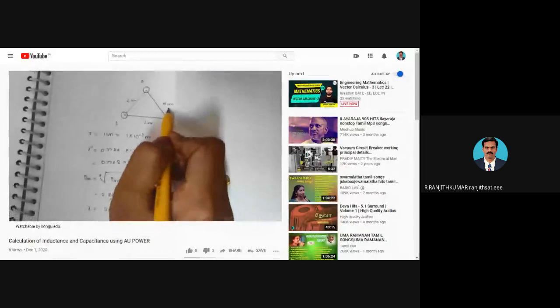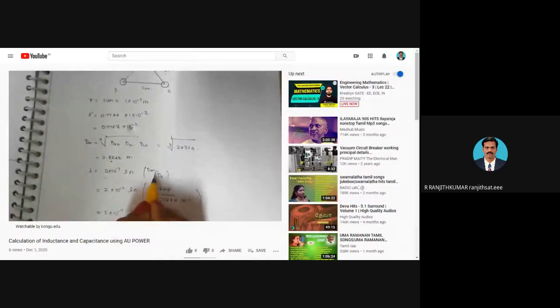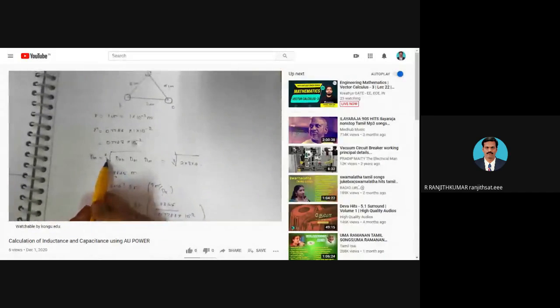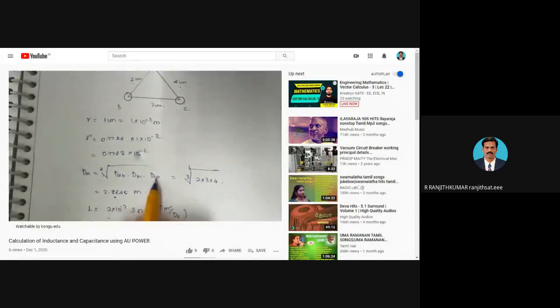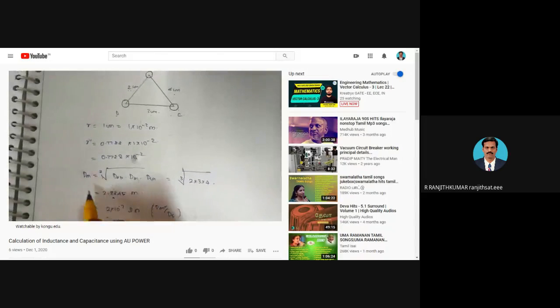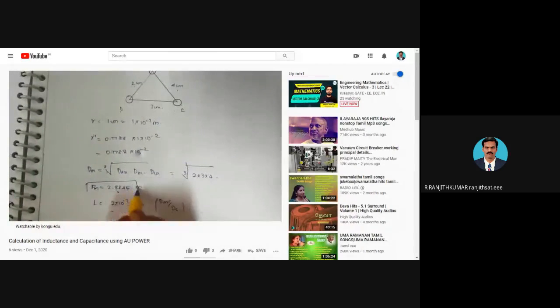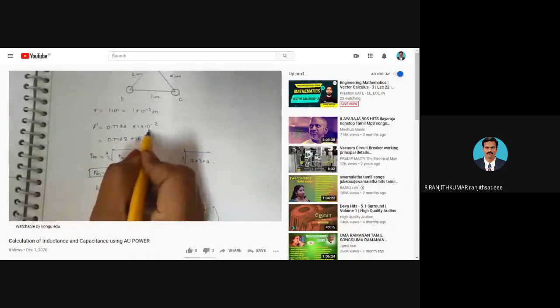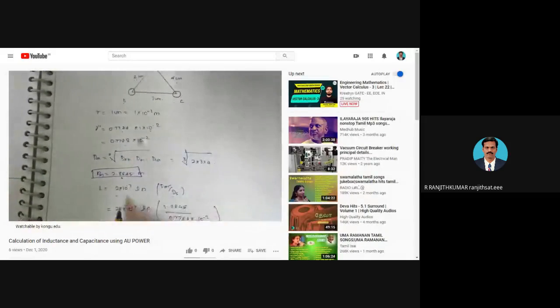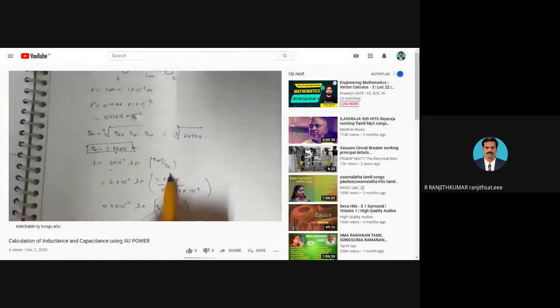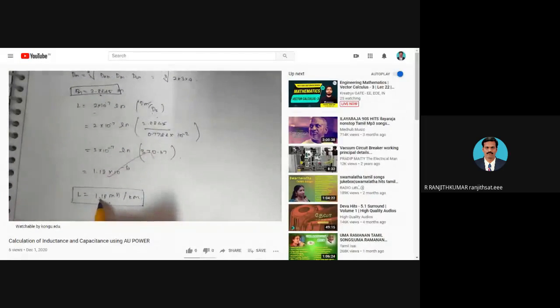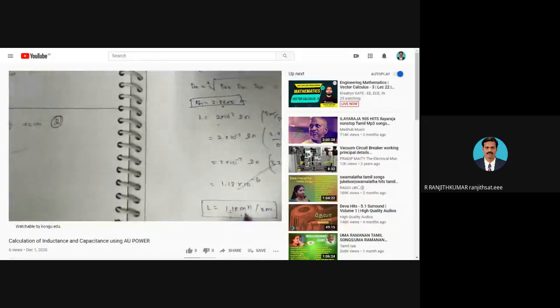We know that the formula for inductance is 2 into 10 power of minus 7 ln Dm by Ds. We know how to calculate your Dm, which is nothing but the cube root of AB, BC and CA. Multiplying these, we will have your Dm, and Ds is nothing but r dash, 0.7788 into radius. So 2 into 10 power of minus 7 ln Dm by Ds. If I substitute, I will have the inductance value as 1.18 millihenry per kilometer.